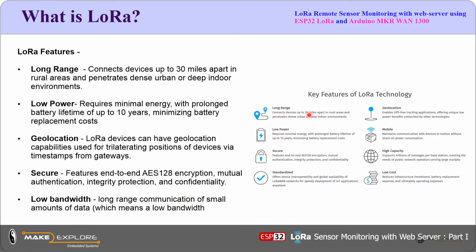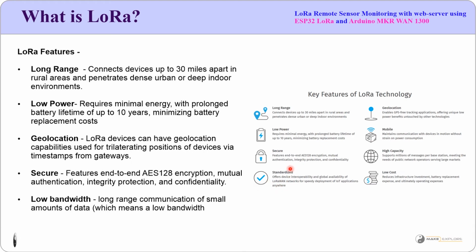You can see here the features of this LoRa technology: long range, geolocation, low power, and mobile, which maintains communication with devices in motion. Secure, with standardization by the LoRa Alliance, and very low cost. It has a very high capacity, supporting millions of messages per base station, meeting the needs of public network operation, serving large markets. These are the key features of LoRa technology.